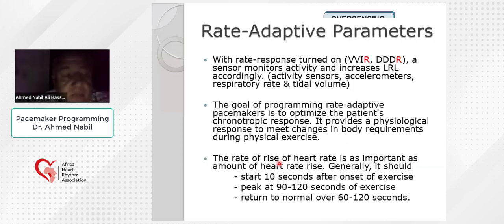Okay. Another programming parameter is the rate adaptive parameter. And this is what is called the R in the VVIR or the DDDR, which is the rate response. These are options that can sense or monitor the activity and increase the lower rate limit or the upper rate limit according to the rate adaptive parameters.